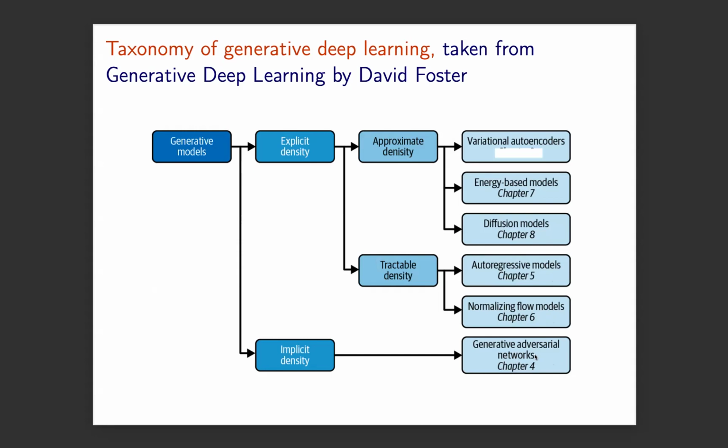So if you ask me which of these are the ones which are more interesting for the natural sciences, I would say that the first 3, together with normalizing flow models, are perhaps more interesting for natural science applications.